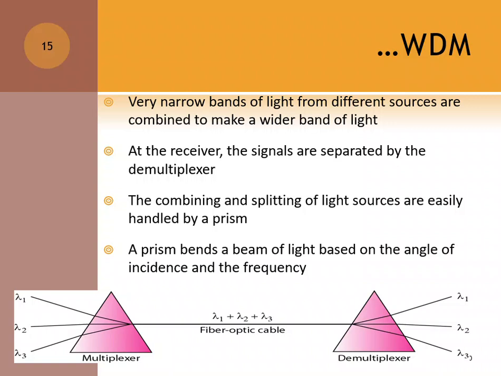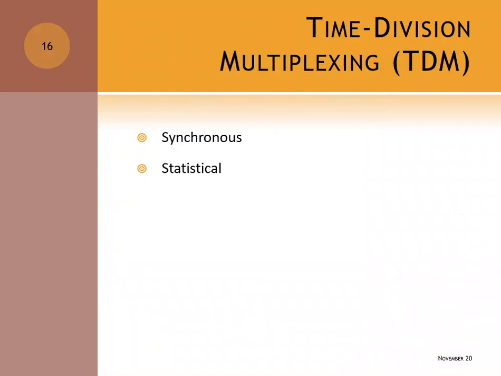At the receiver, the signals are separated by the demultiplexer. The combining and splitting of light sources are easily handled by prism. Okay, dia menggunakan konsep prisma. Okay, instead of yang tadi kita guna multiplexer, demultiplexer, yang ni konsepnya sama, cuma multiplexer dan demultiplexer tu adalah prisma sebab dia menggunakan konsep cahaya. So a prism bends a beam of light based on the angle of incidence and the frequency. Okay, that's all about WDM, and then we move to the third one, TDM.